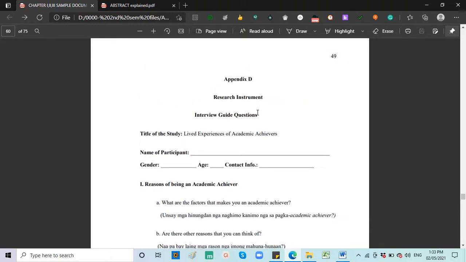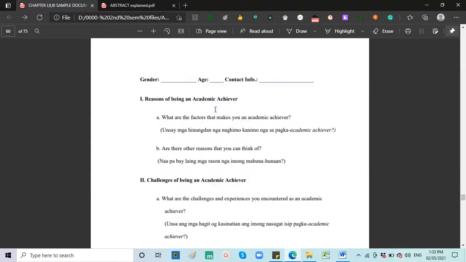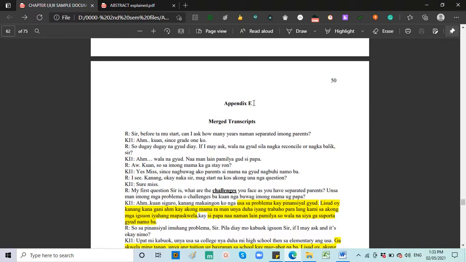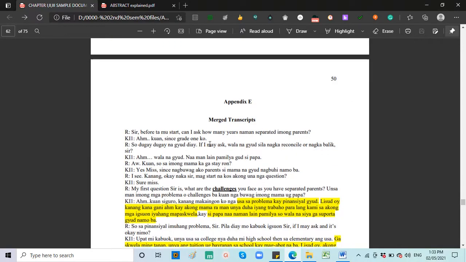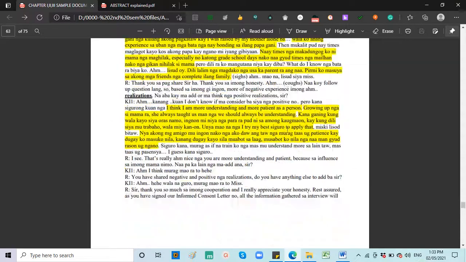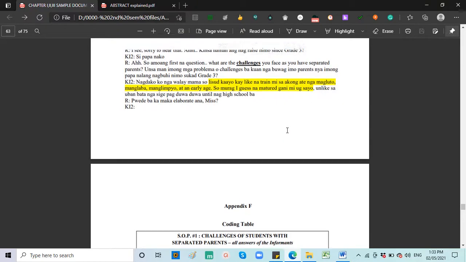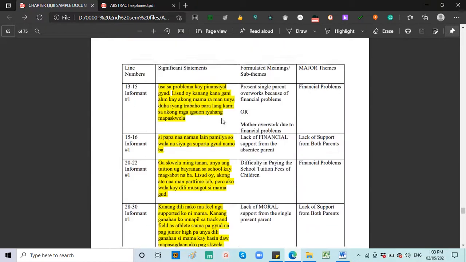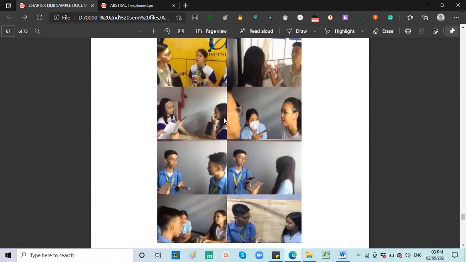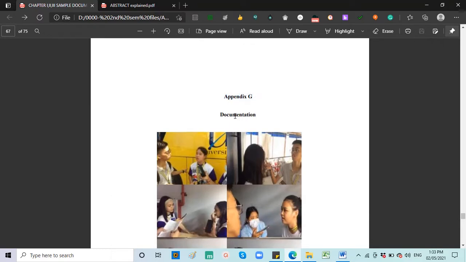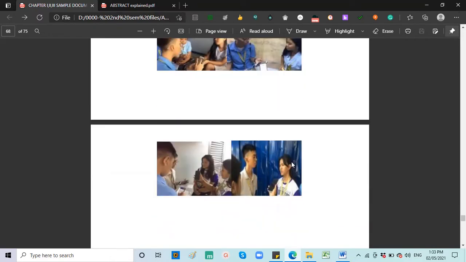And then Appendix D is the research instrument, the questions that you asked, followed by Appendix E, which is all the merged transcripts from key informant 1 to key informant 10, or if you reached only 5. Appendix F is the coding table, so all the coding tables should be there. And then print screens of the interviews, Appendix G, as documentation that you have conducted the interview.